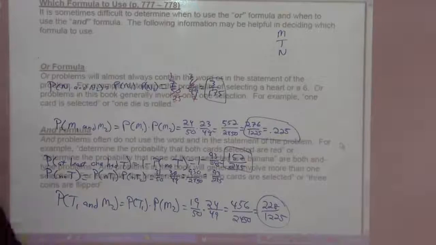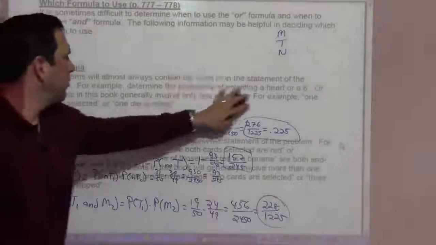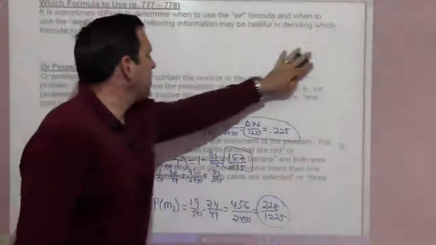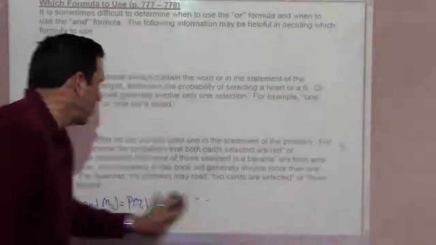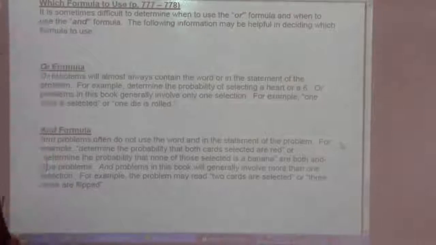Which formula to use? This is from the book. I'm not sure those page numbers are correct though. In fact, no, I don't think these are even in the book anymore. So I'd probably cross that out.